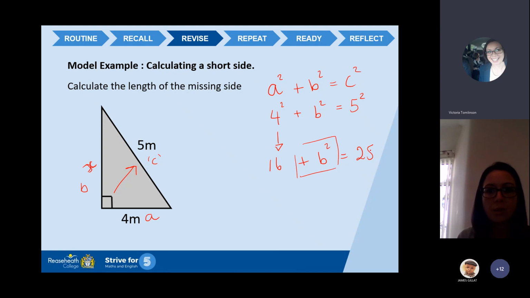How can I work out what's added to 16 to make 25? What quick sum could we do? Oh, 25 take away 16. Yes, well done. So do a takeaway.